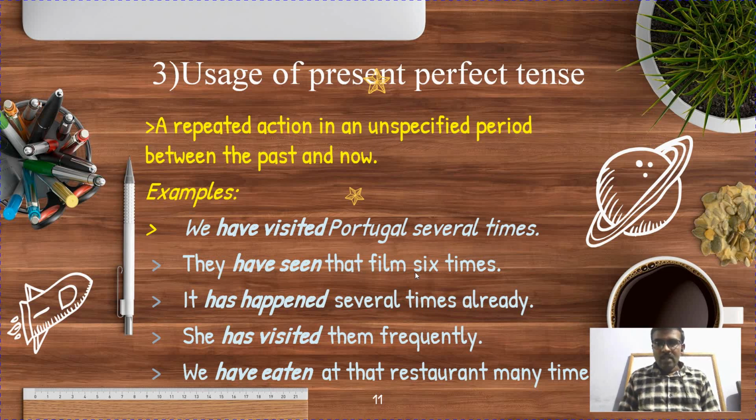We have visited Portugal several times. They have seen that film 6 times. 6 times means first time, second time, third. This is repeated action. Repeatedly they have watched. She has visited them frequently. Somebody else, we may visit some people often or frequently, right? Okay, that will be the repeated action. Repeatedly we want to see some people, like our boss, many higher officials, we need to attend to them, right? Yes. We have eaten at that restaurant many times. Many times they have eaten in that particular restaurant. Okay, so this is repeating things.